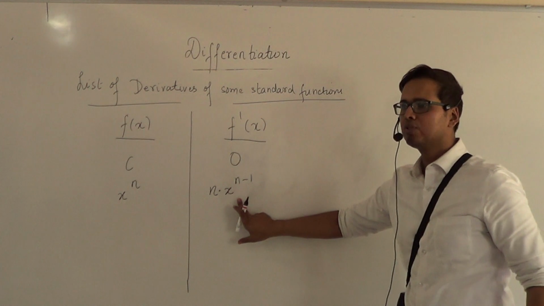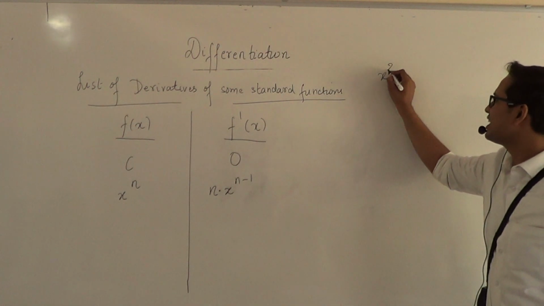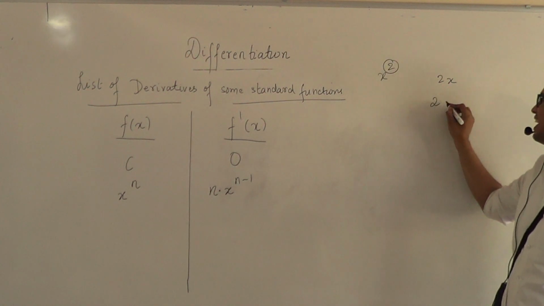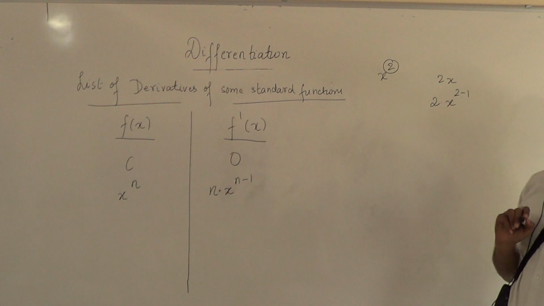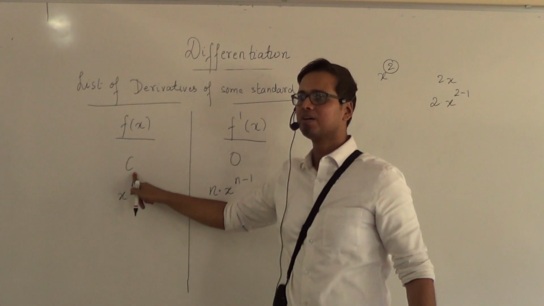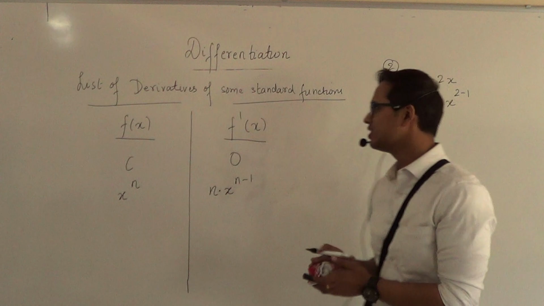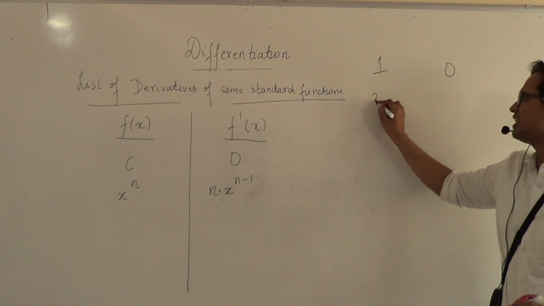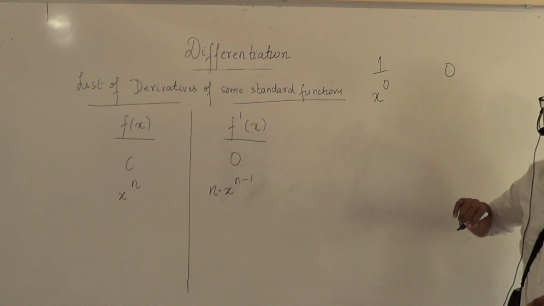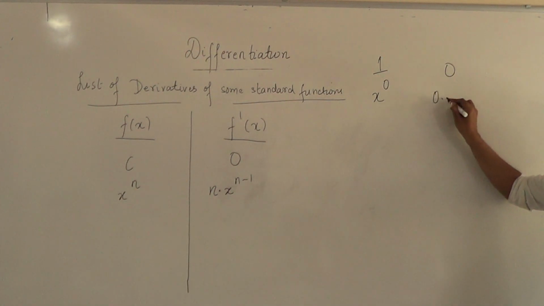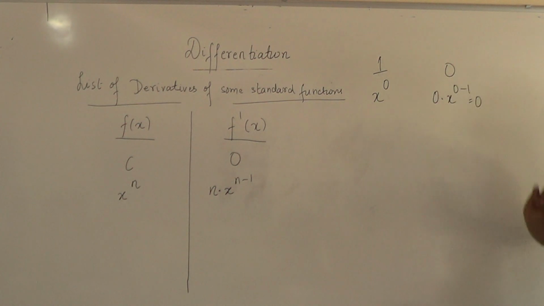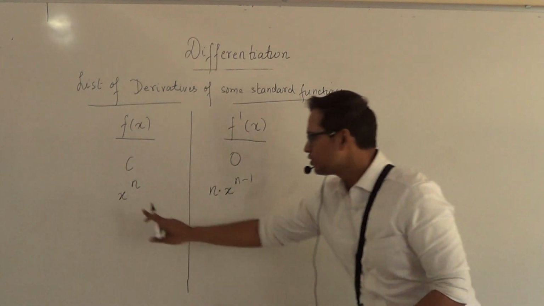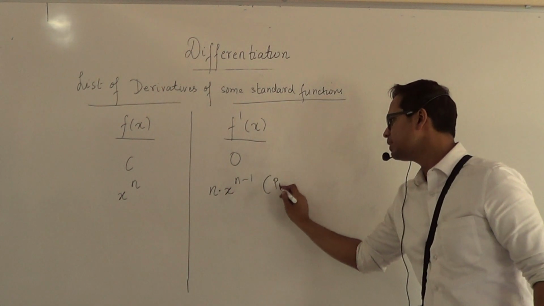Now, just to give an example to substantiate this, what was the derivative of x square? 2x. Isn't it fitting the formula n x to the power n minus 1? Even this one will fit the same formula. What is the derivative of 1? 0. You know, 1 can also be written as x to the power 0. And by using this formula, you get 0 times x to the power 0 minus 1, which is again 0. Right? So this is how we find the derivative of x to the power n. This rule is called the power rule.